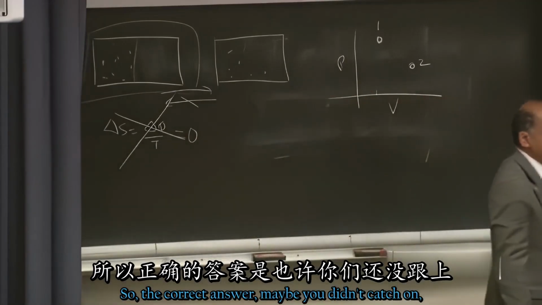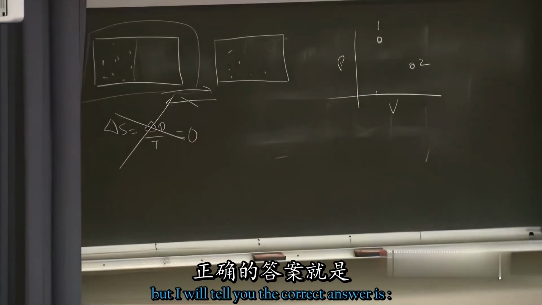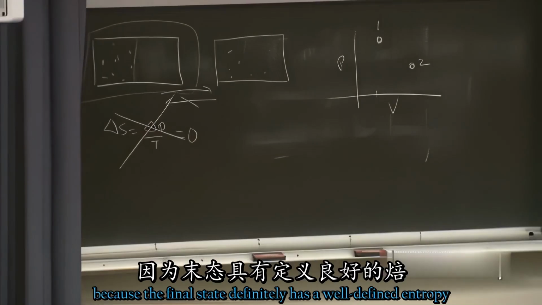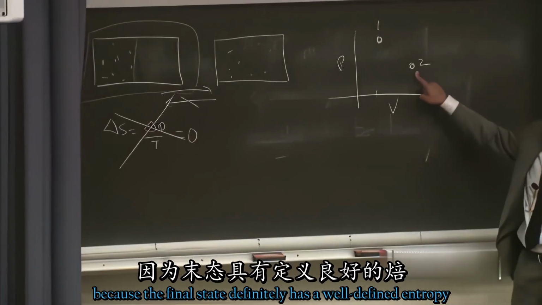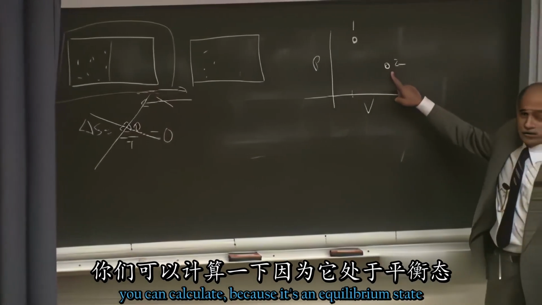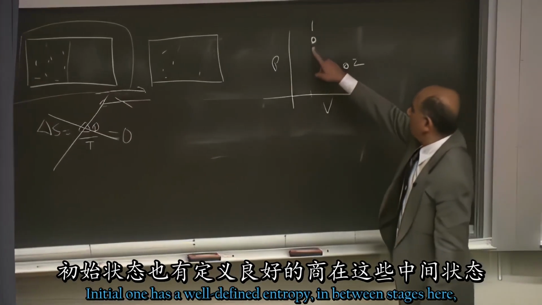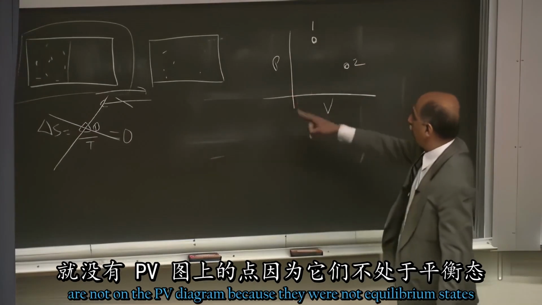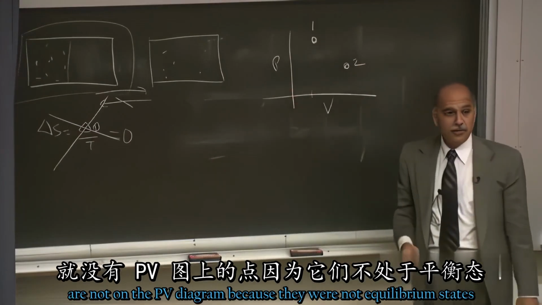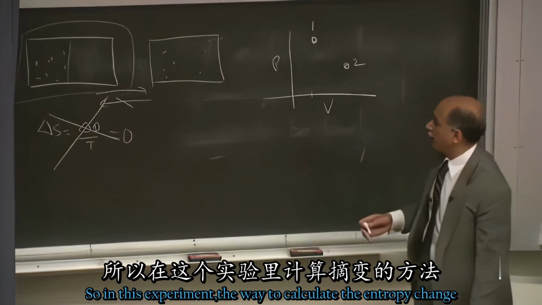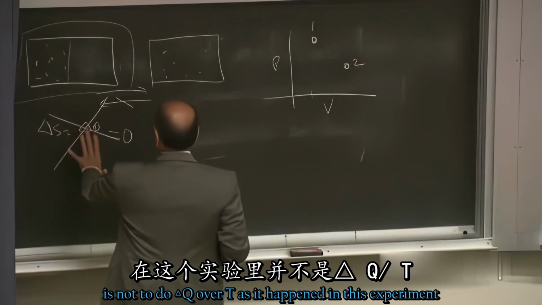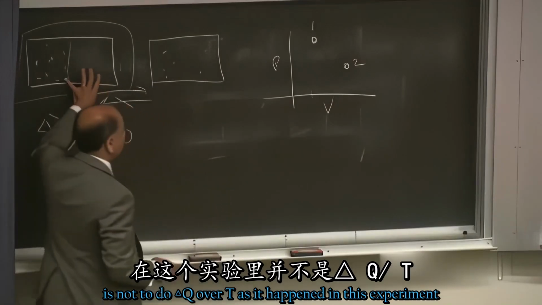So the correct answer, maybe you didn't catch on, but I will tell you the correct answer is there is an entropy increase in this problem, because the final state definitely has a well-defined entropy you can calculate, because it's an equilibrium state. Initial one has a well-defined entropy. In between stages here are not on the PV diagram, because they were not equilibrium states. So in this experiment, the way to calculate the entropy change is not to do delta Q over T as it happened in this experiment.